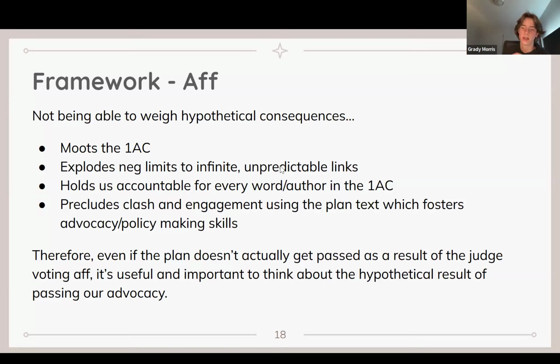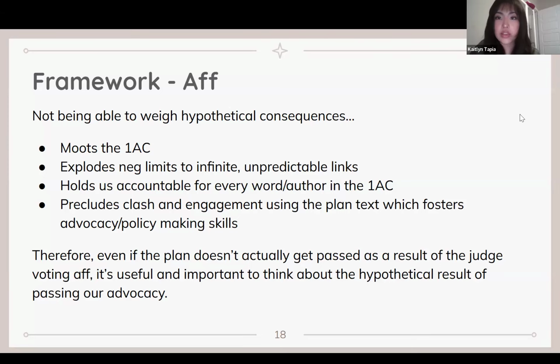Therefore, even if the plan doesn't actually get passed as a result of the judge voting AF, which is kind of an answer to the entire fiat is illusory thing, even if the plan doesn't literally get passed when the judge votes AF, the education that we get is still important. And there's also other justifications for education, like it's the reason why schools fund debate, and it's the reason why a lot of parents put their kids in debate, etc.